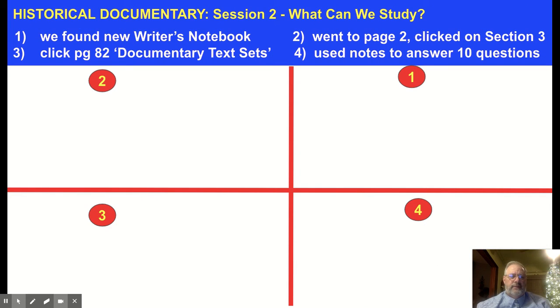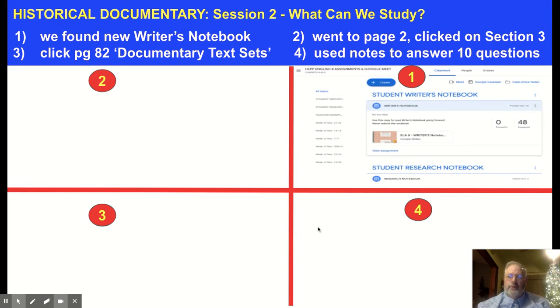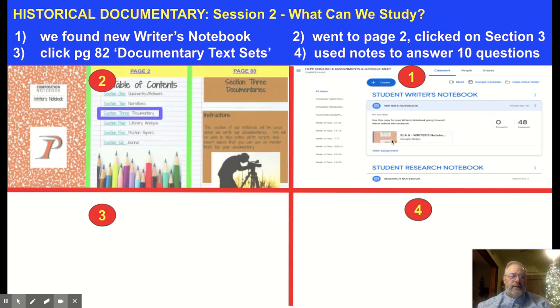The second session that we did, we went to our new writer's notebooks. These are ones you do not have to submit anymore. Okay, this is at the top of Google Classwork. Okay, you click on that. Most of you have done that already.